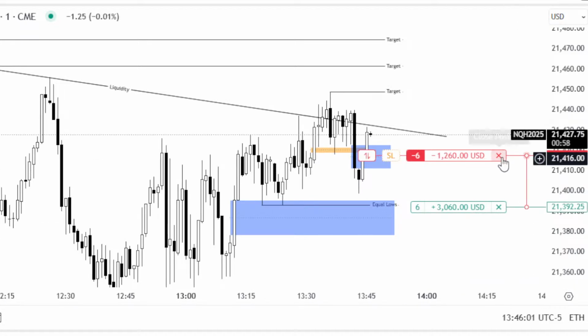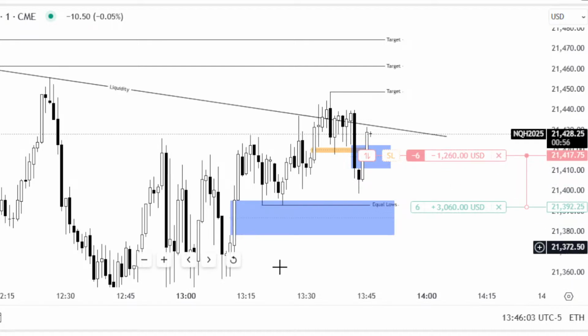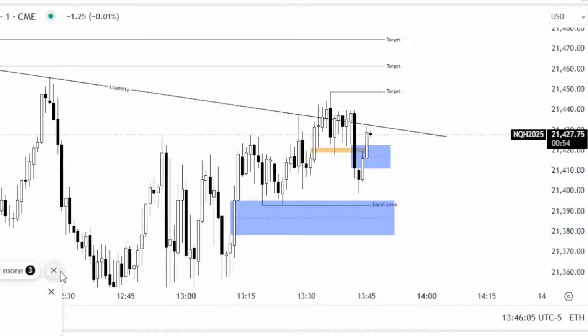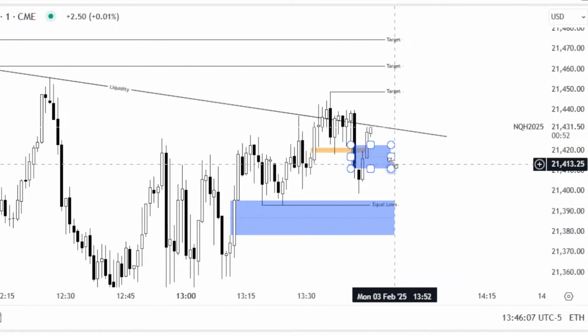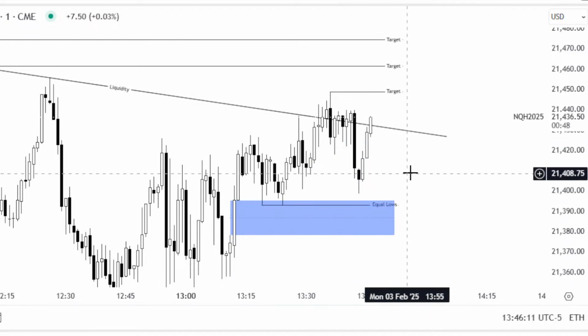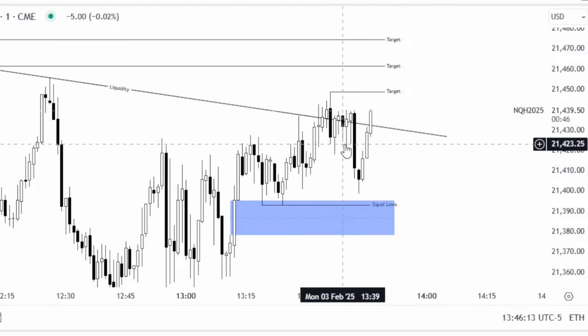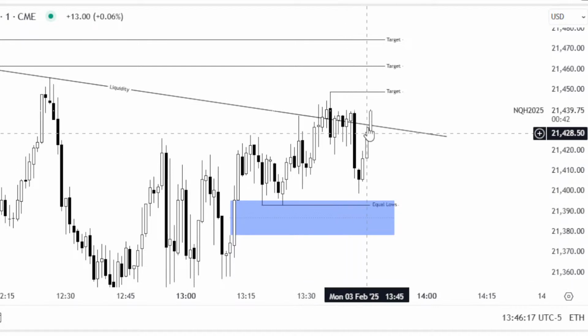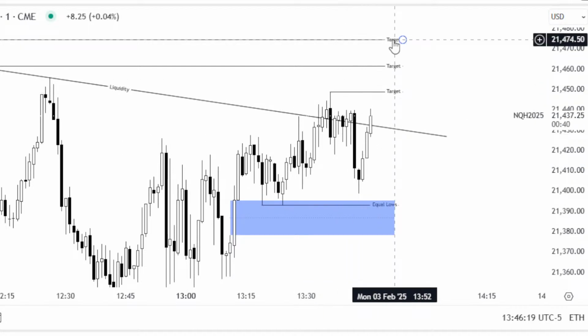Okay, so I'm out of this trade because it does incorrect thing for me here, and most probably gonna go higher to these targets.